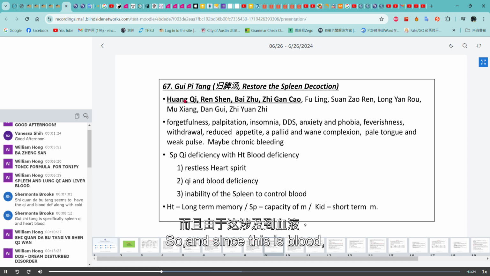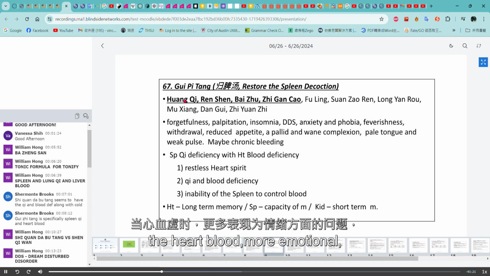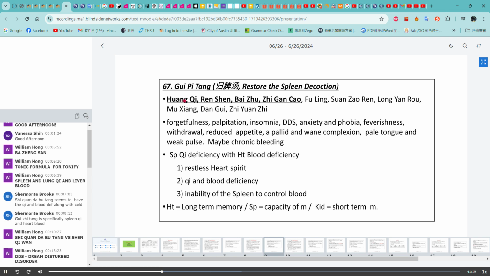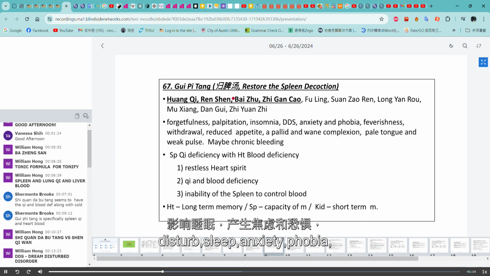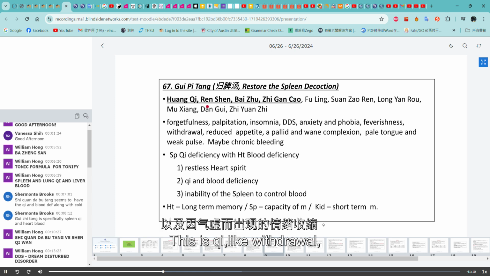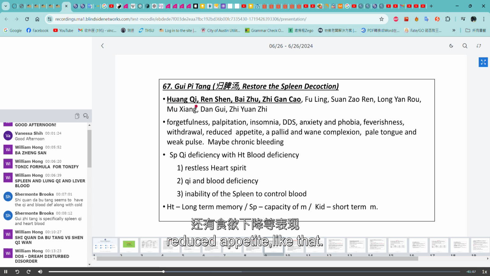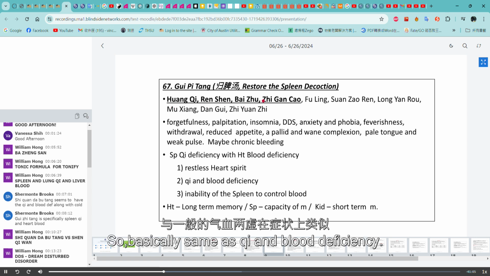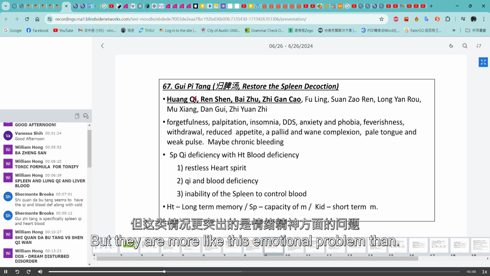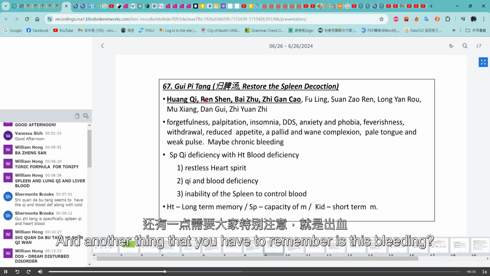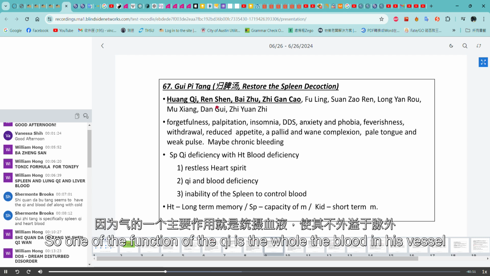And since this is heart blood, there are more emotional problems like forgetfulness, palpitation, insomnia, dream-disturbed sleep, anxiety, phobia, feverishness, withdrawal. This is Qi, like withdrawal, reduced appetite. So basically it's the same as Qi and blood deficiency, but with more of these emotional problems than Bajentang. And another thing that you have to remember is the bleeding.